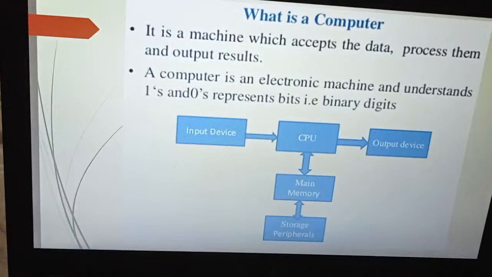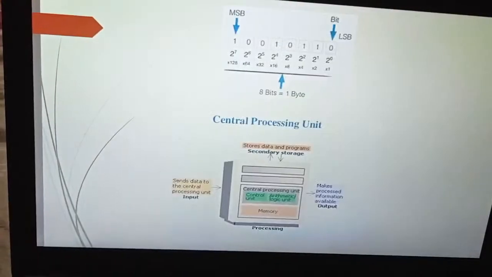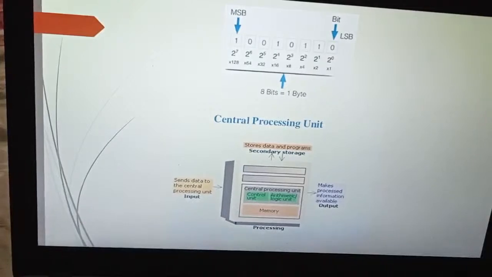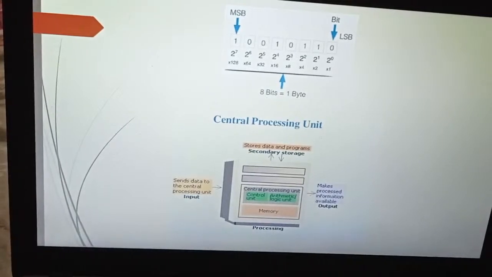Now we'll see byte. A byte is defined as 8 bits. Bits in a byte are numbered from 0 to 7. The right side is the least significant bit, and the left side is the most significant bit. The weights are represented as 2 power 0, 2 power 1, 2 power 2, 2 power 3, and so on up to 2 power 7. 2 power 0 is 1, and 2 power 7 is 128. This is 8 bits, which is said to be 1 byte.